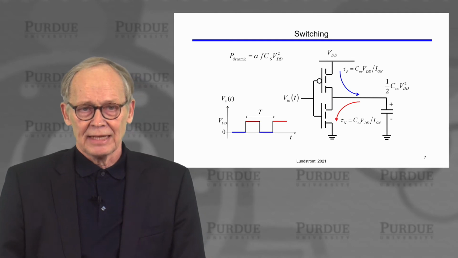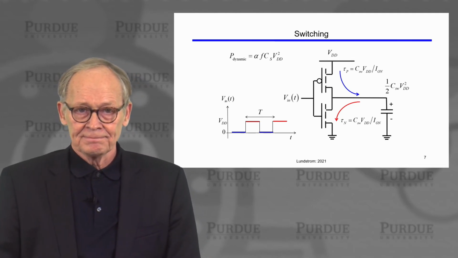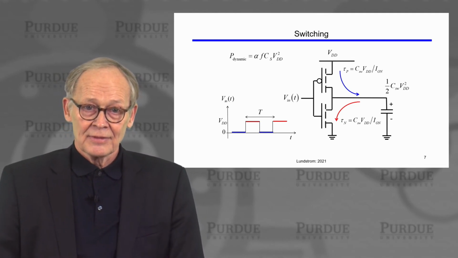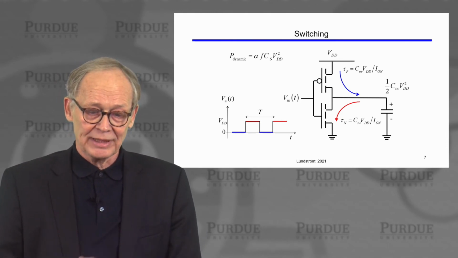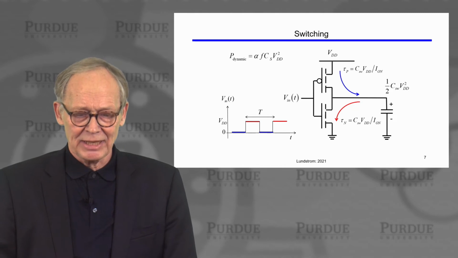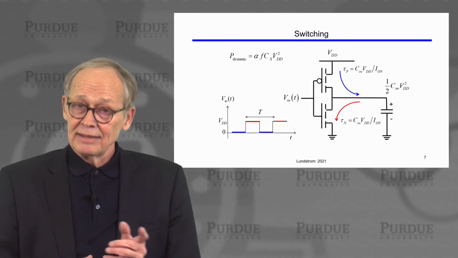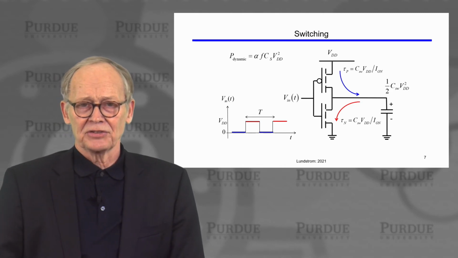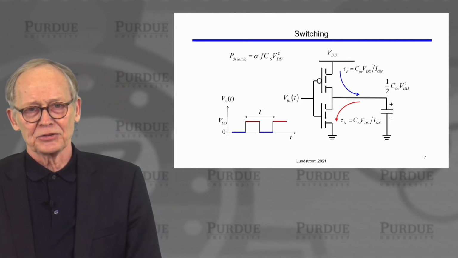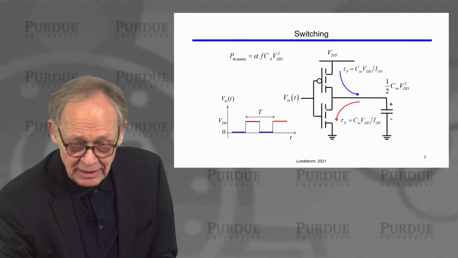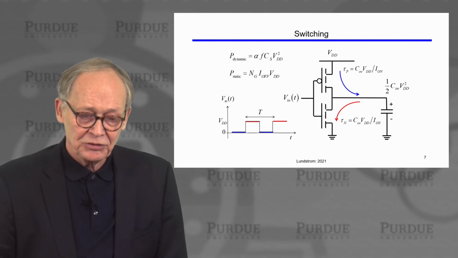Now, as we're operating at a frequency F, we're charging and discharging this capacitor. We're therefore consuming energy or power. That's the dynamic power. The parameter alpha here just represents the fraction of the gates on the chip that are switching at any particular time. So dynamic power is important.